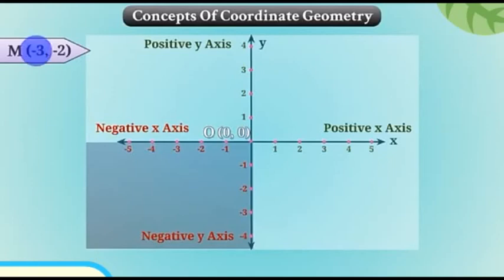We see that the x-coordinate is -3, which means that the distance of point M from the y-axis measured along the x-axis is 3 units to the left of the origin. In the same way, the y-coordinate is -2, which tells us that the distance of point M from the x-axis measured along the y-axis is 2 units in the downward direction of the origin. This is how we obtain the position of any point on the plane.